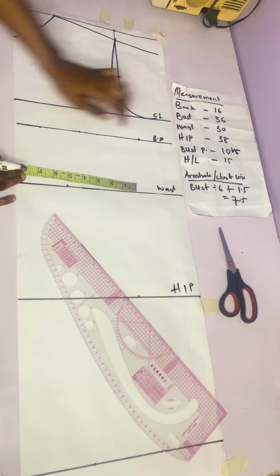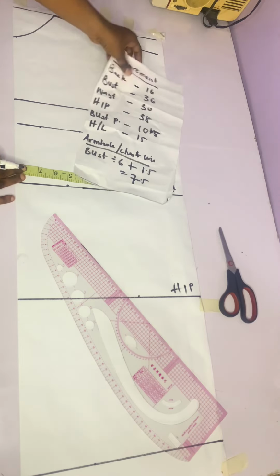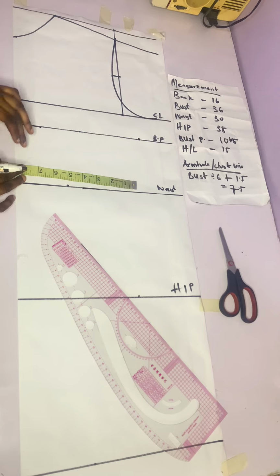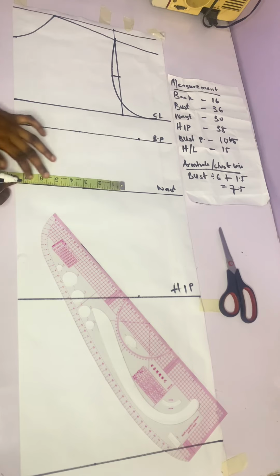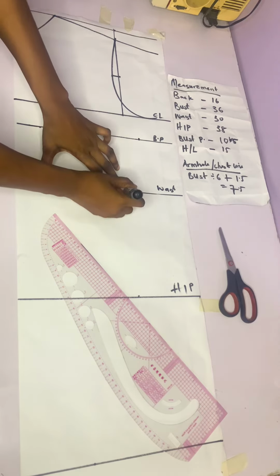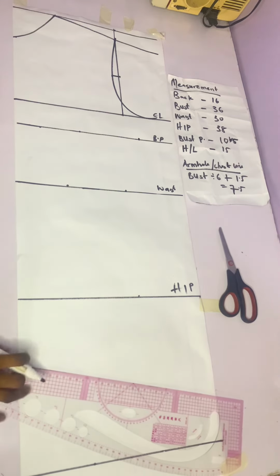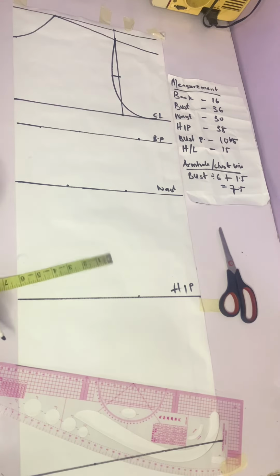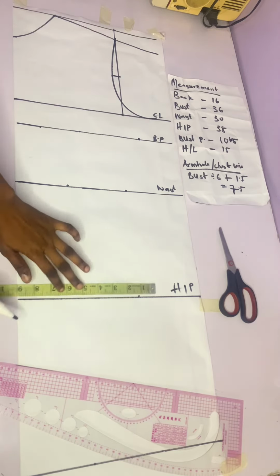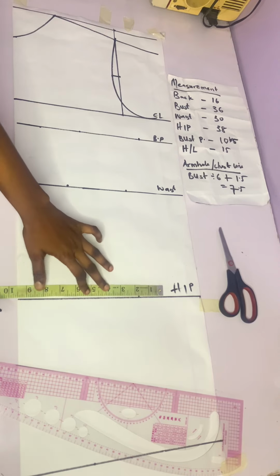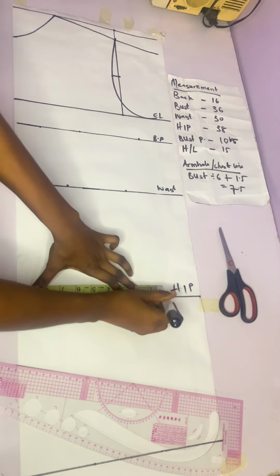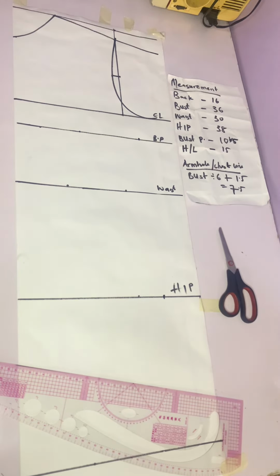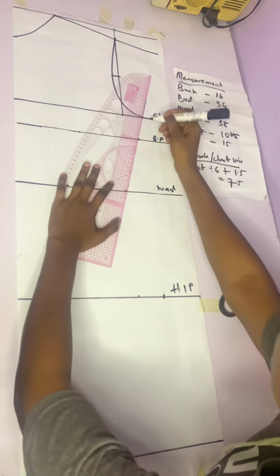So after that, I get my bust measurement divided by 4, which will give me 9 inches. Then the waist measurement, I'm working with 30. The waist circumference divided by 4. The hip measurement is 38. 38 divided by 4 also. Then I'll connect the lines together. That's the basic measurements.